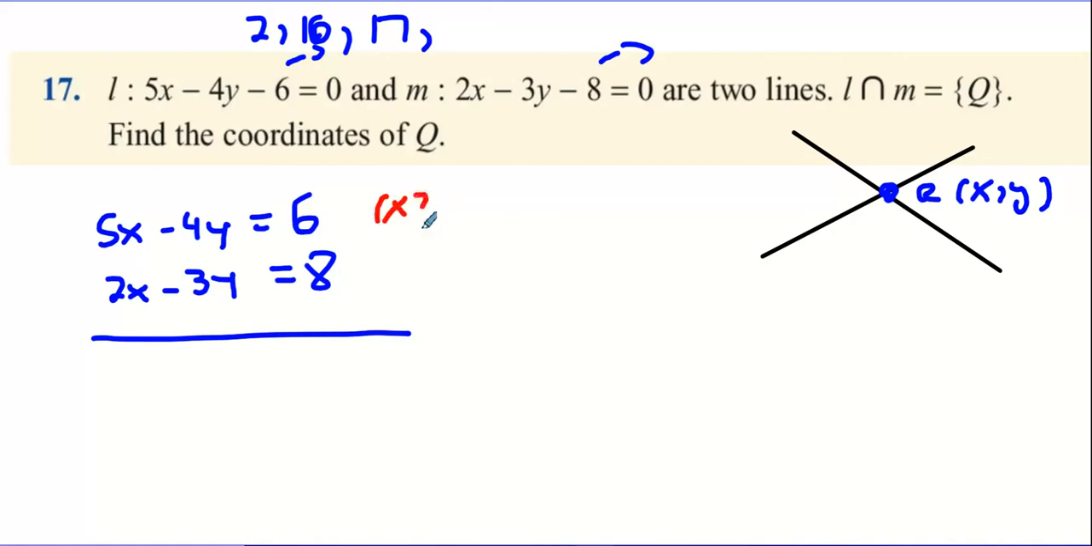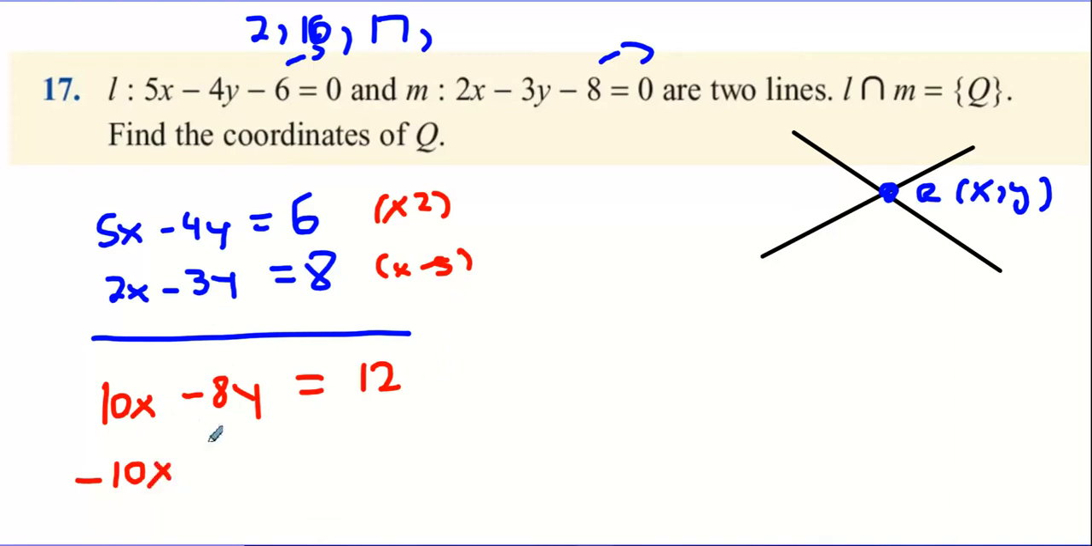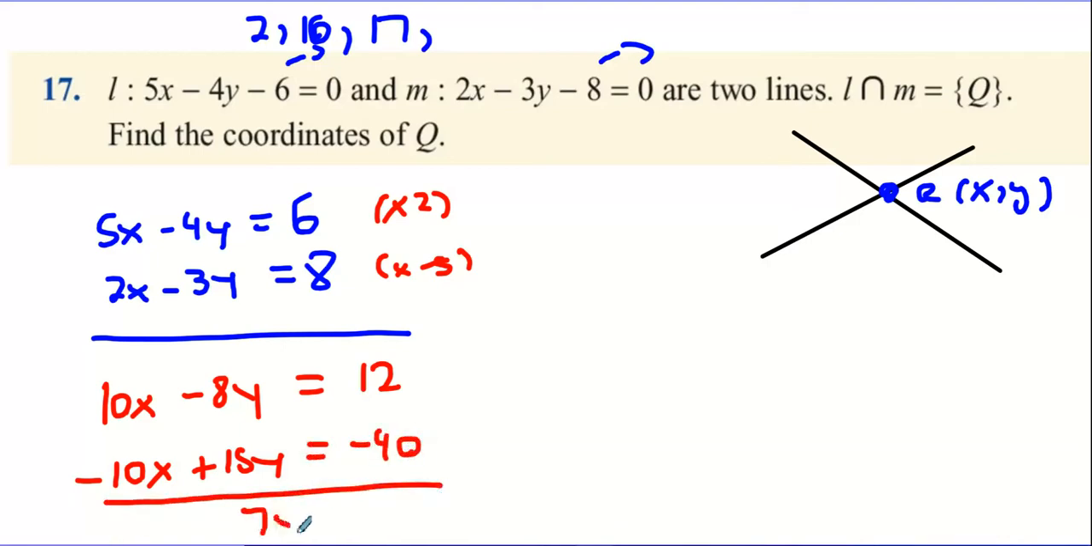So what am I going to do? I'm going to multiply the top one by 2 and the bottom one by minus 5. So I've got 2 times 5x is 10x, 2 times minus 4y is minus 8y, 2 times 6 is 12. Minus 5 times 2x is minus 10x, minus 5 times minus 3y is 15y, minus 5 times 8 is minus 40. And what we're going to find out is 7y, because 15 take away 8 is 7y. It's minus 40 plus 12, which is minus 28.